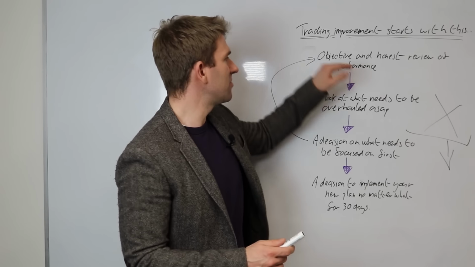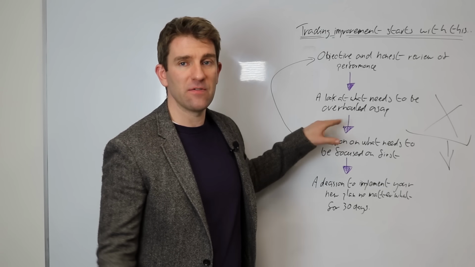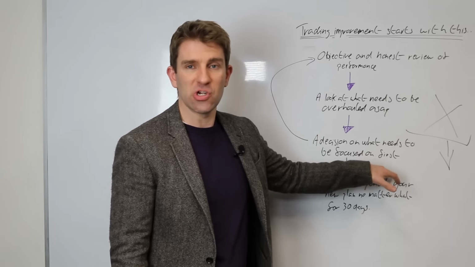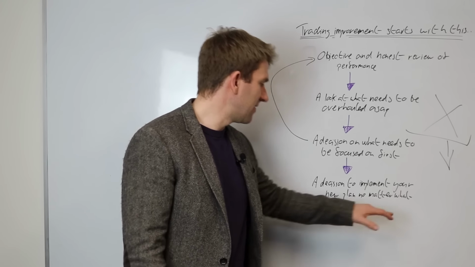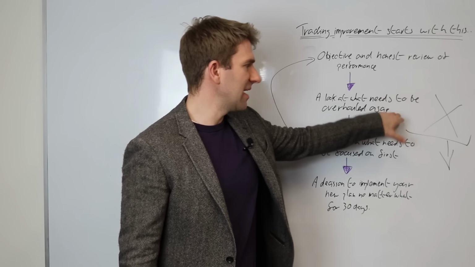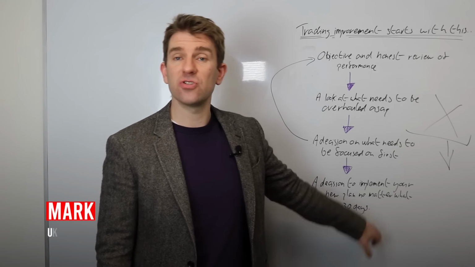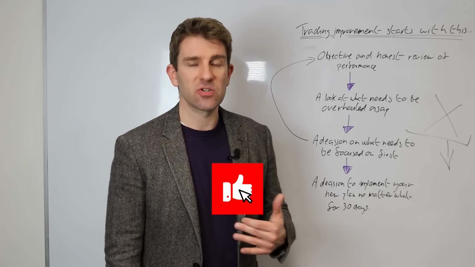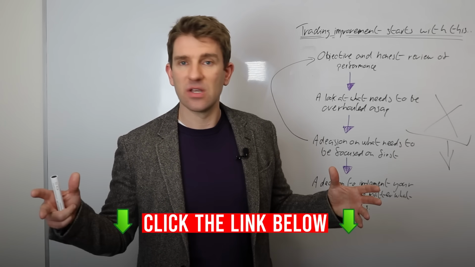And it starts with the objective and honest review of performance, the look at what needs to be overhauled ASAP from an overview perspective, then the decision on what needs to be focused on first from an operational trading perspective: I need to deal with overtrading. Then it's a decision to implement the new plan involving the improvements to this and then this, based on the review of this, for the next 30 days. Make the decision and stick to it. And then see how you get on and iterate and iterate. Try to do too many things, you won't get anywhere. You're not objective, you're not honest, you won't get anywhere.